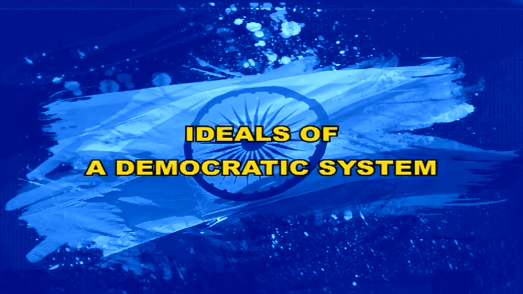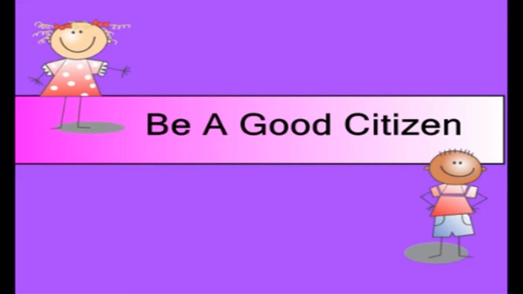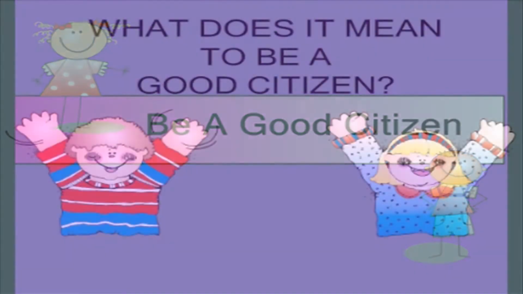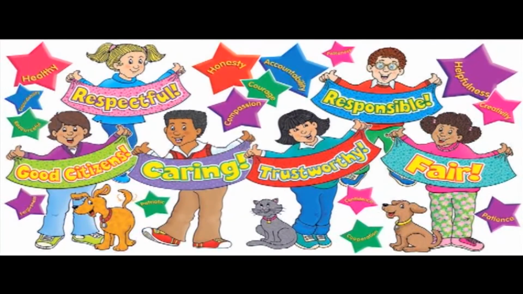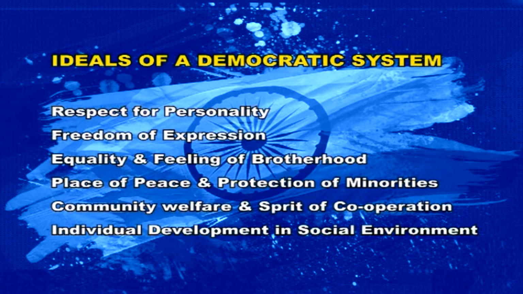The ideals of a democratic system. Democracy is such a philosophy of life which includes in it various experiences of human society. Its true nature is in the acceptance of democratic norms in every sphere of human life. In a democratic setup, every man should have an opportunity to enrich and develop his personality.